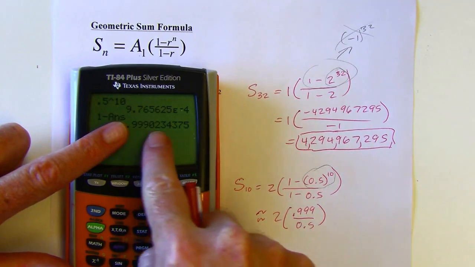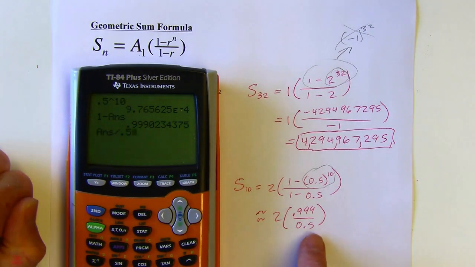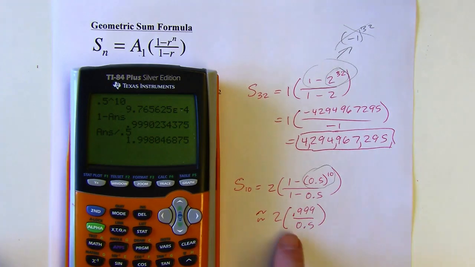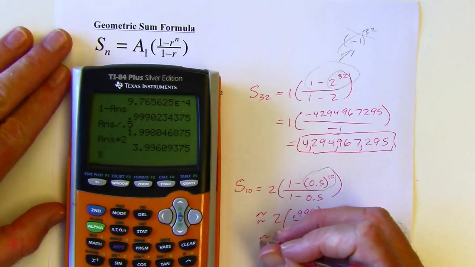Okay, I'm taking this and dividing it by 0.5. Dividing by 1/2 is the same as multiplying by 2, so that should double what I had there. Yep, looks good. And then I'm going to double that again. And then I've got about 3.996.